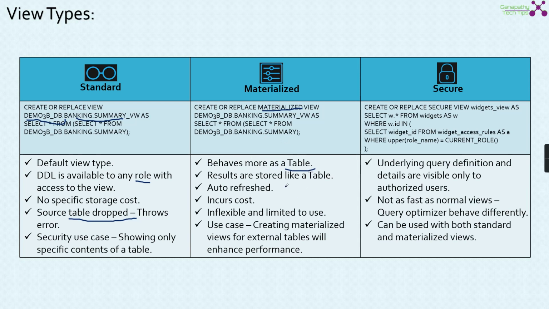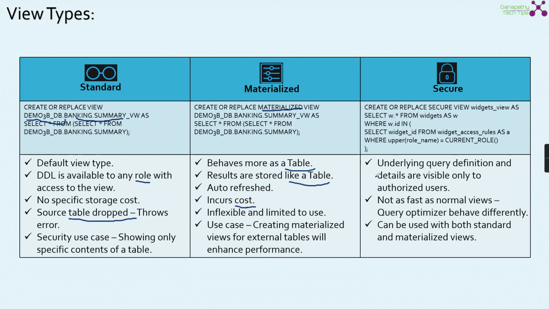So this behaves more as a table. This is more or less a table. Results are stored more or less like a table. It is auto refreshed, meaning whenever the base table is refreshed, the materialized view is also auto refreshed. It incurs more cost. I hope you can understand this. Why?